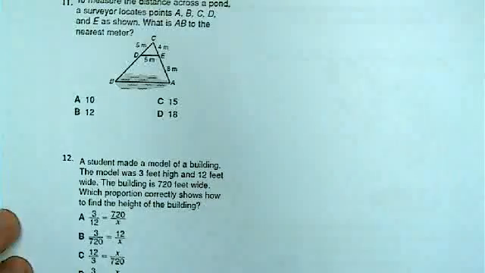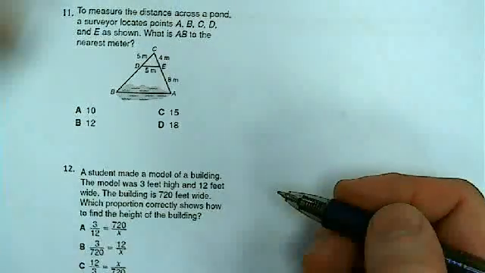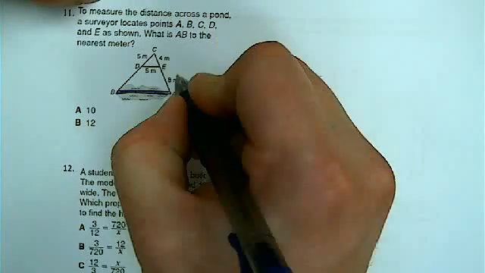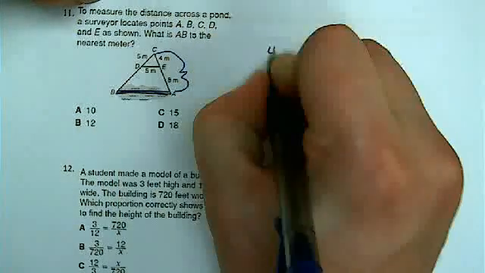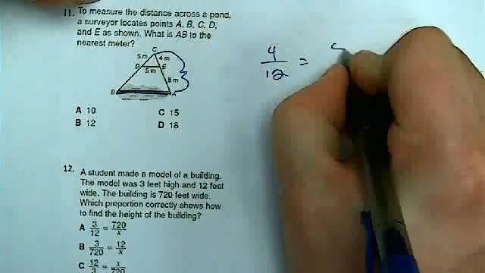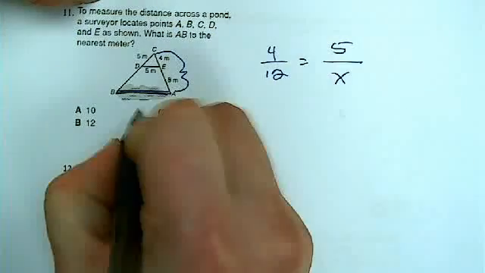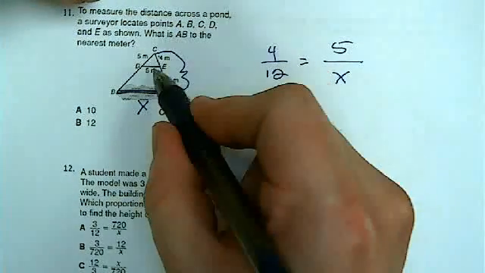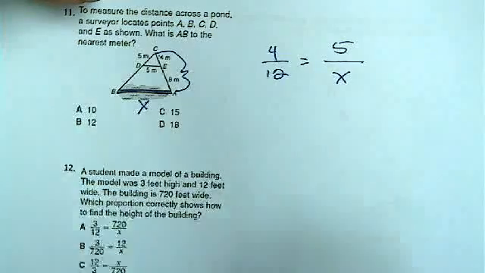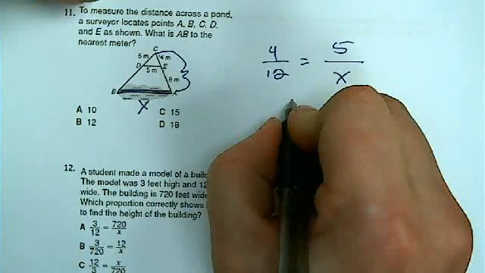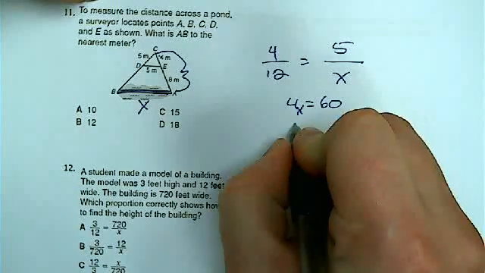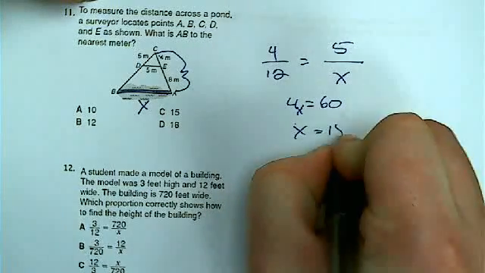Measure the distance across the pond. We're doing some similar triangles. Now we want AB, this guy down here. So if I do 4 is to 12, I can then do 5 is to what I want, x. The real temptation is to do 4 is to 8 as 5 is to x, and that's not going to work. I cross multiply this, I get 4x equals 60. Divide both sides by 4, I get x is equal to 15.